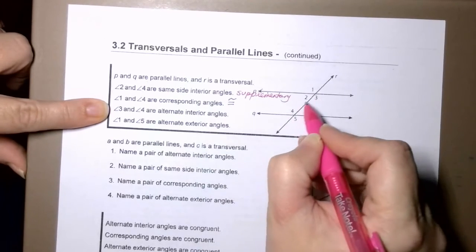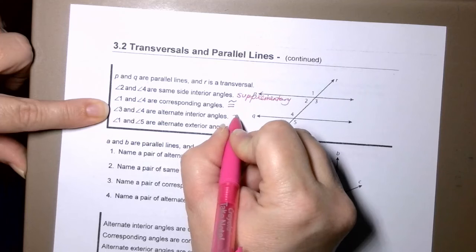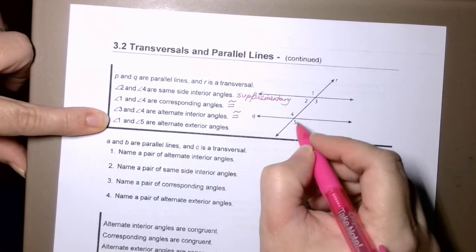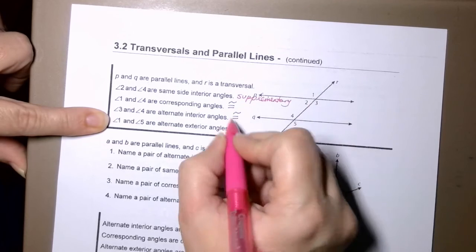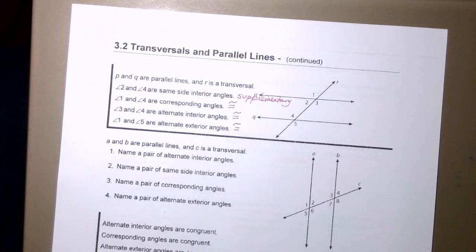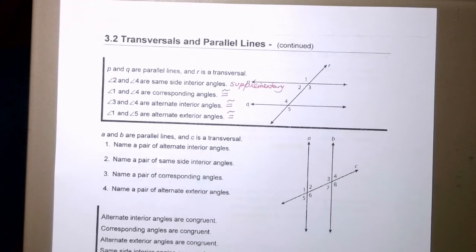Are they supplementary or congruent? Congruent. And 1 and 5, alternate exterior. Supplementary or congruent? Congruent. The only ones that are supplementary are the same side interior or the consecutive interior. Okay, those are the only ones that are supplementary. All the other ones are congruent. What about, for example, angle 2 and angle 5?